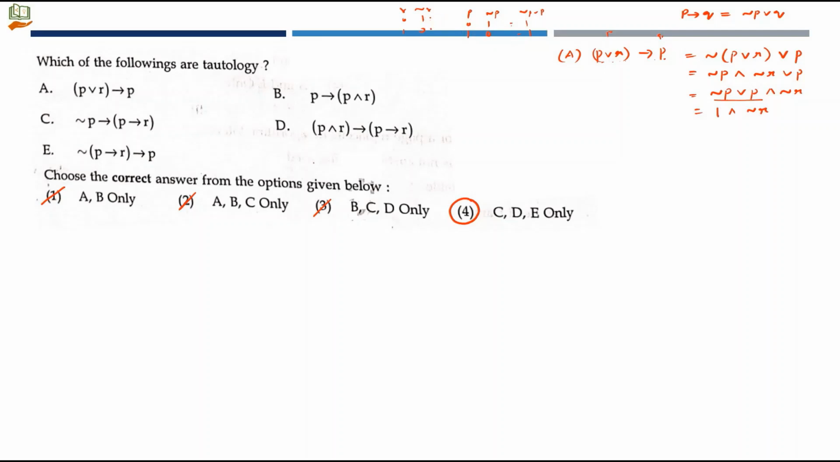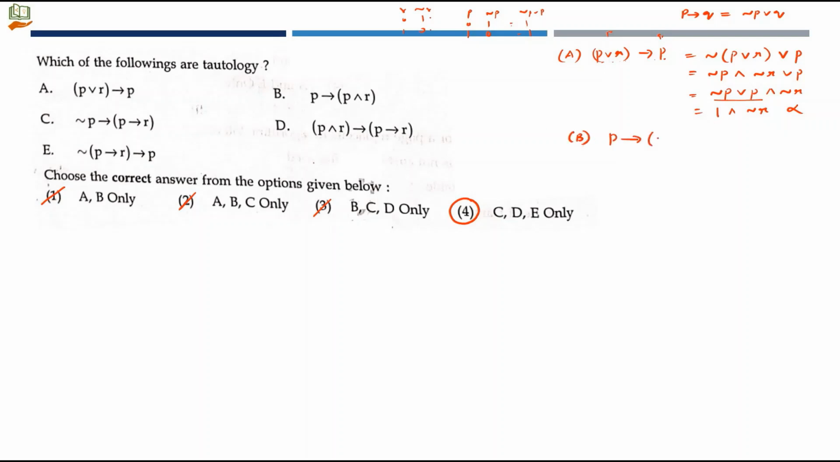But when you perform AND operation with 0, it becomes a 0. So this is not a tautology. Tautology should give 1 in all the cases, not only for a specific case. Since there is a possibility to get 0, A is not a tautology. Let's get into the B expression.